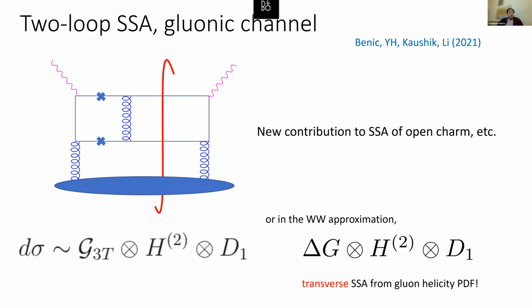All right, so we get a similar contribution from the gluon channel. There is an analog of GT in the gluon channel, which we call G3T. And again, if I do the collinear approximation, then I get A_N proportional to delta G times hard part and unpolarized twist-2 PDF, twist-2 fragmentation function. So these are all twist-2 distributions, and that still gives the transverse single spin asymmetry. And this is another origin of the single spin asymmetry, which might be important for the single spin asymmetry of heavy quarks.